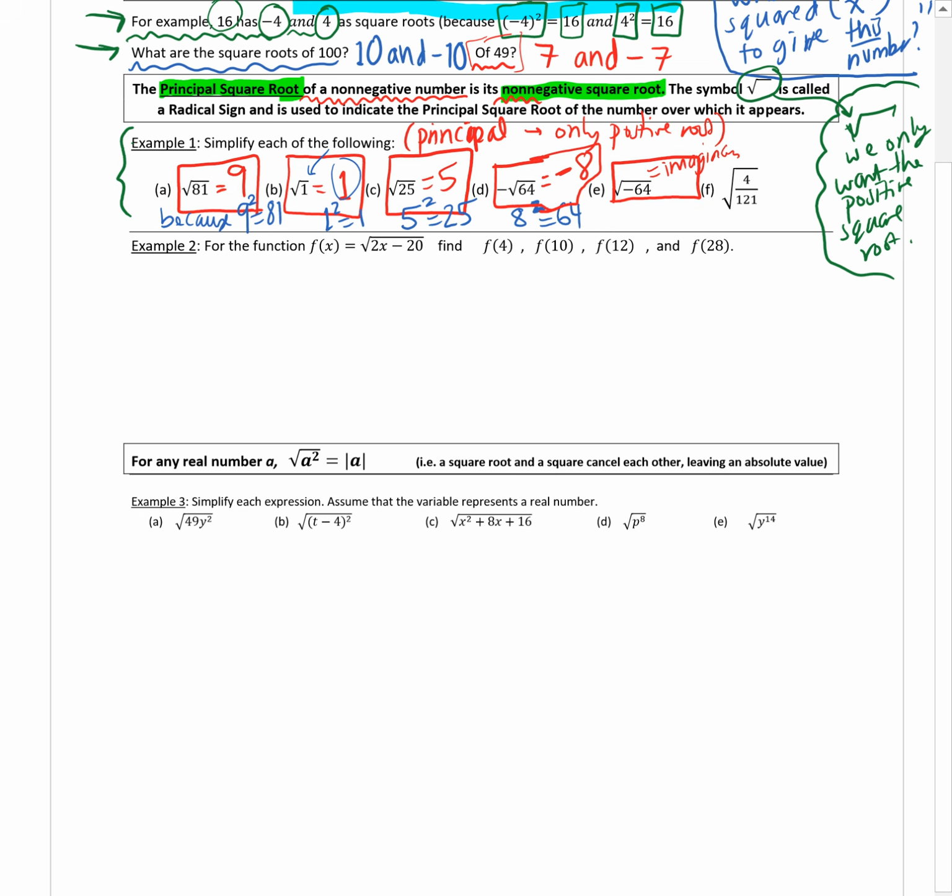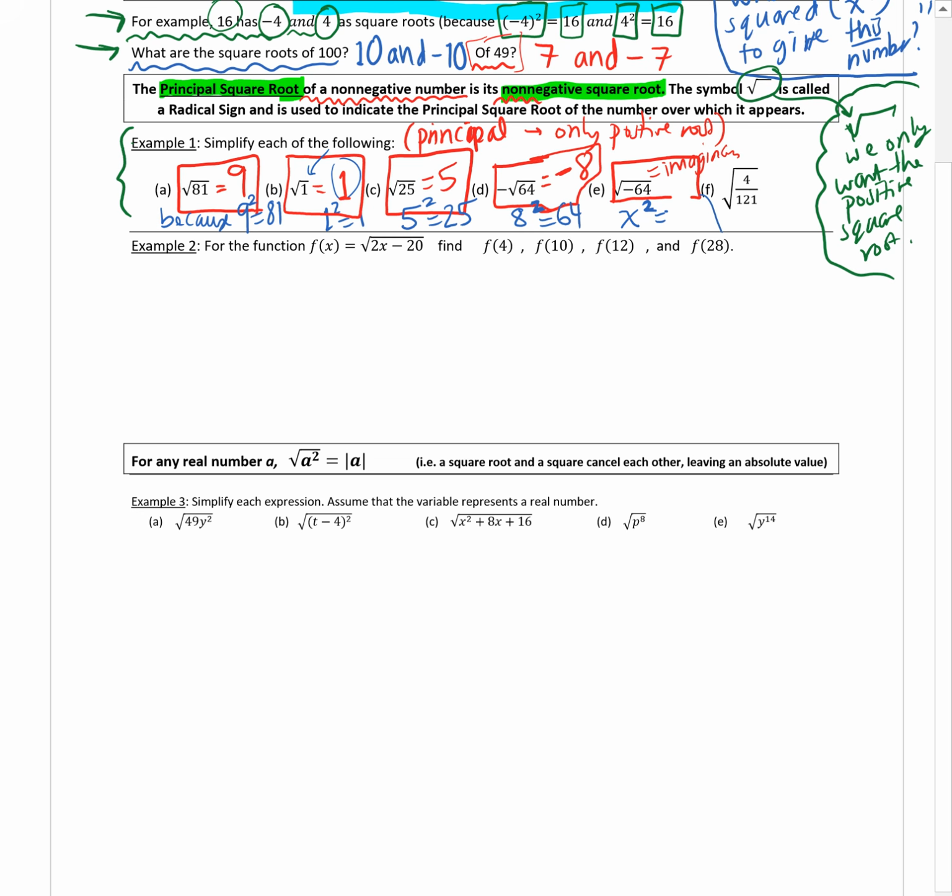Why would that be? Because what they're asking for is, let's say x, what can you square and get this number, negative 64? Actually, that's impossible, right? How can you square something and get a negative? Whenever you square something, it becomes positive. You square a positive, it's positive. Square a negative, it's also positive. This is an impossible question.